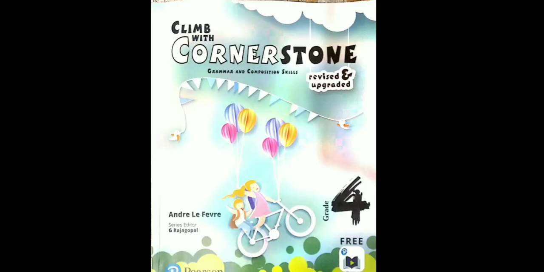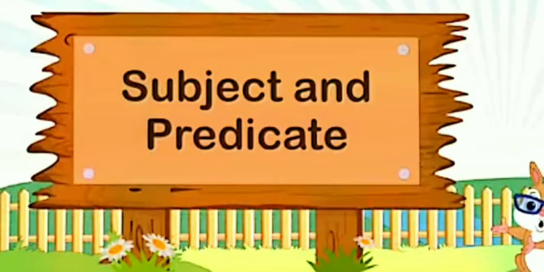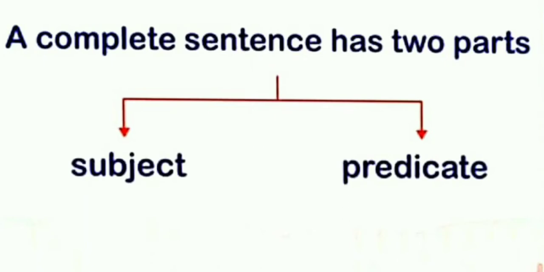Today we are going to start with grade 4 cornerstone lesson 3, that is subject and predicate. In the previous chapter we studied about a sentence, and as I told you, a sentence is a group of words which makes complete sense. Now let me tell you something more about a sentence. So a complete sentence has two parts, that is subject and predicate.